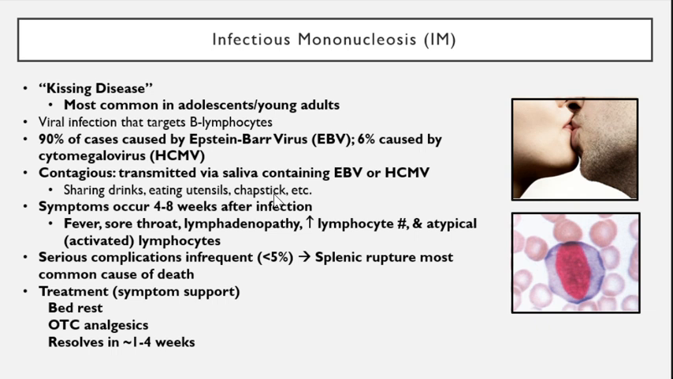Symptoms occur about 4 to 8 weeks after infection. You get fever, sore throat, atypical lymphocytes. Serious complications can come where you have splenic rupture, and it can even cause death, but that's very rare in places with good health care. The treatment is just, it's a virus, so there's not really great treatments. We do have antivirals, but people don't typically deploy them just for something like infectious mononucleosis unless it gets really bad. Mostly it's just bed rest, over-the-counter anesthetics, and it'll just resolve itself.